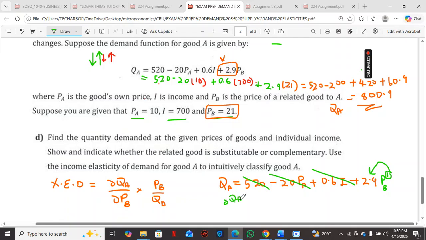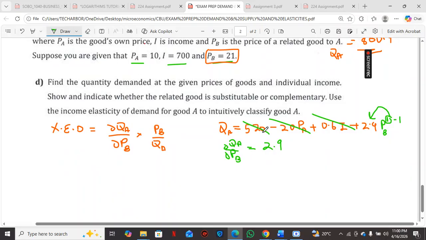I'm going to say 1 times 2.9, you get 2.9. You subtract a 1 from this power here, it becomes PB to the power 0. Okay, and as I said, anything to the power 0 disappears. It's because it represents 1. Okay, so when we derive the demand function with respect to PB, you're going to get 2.9.